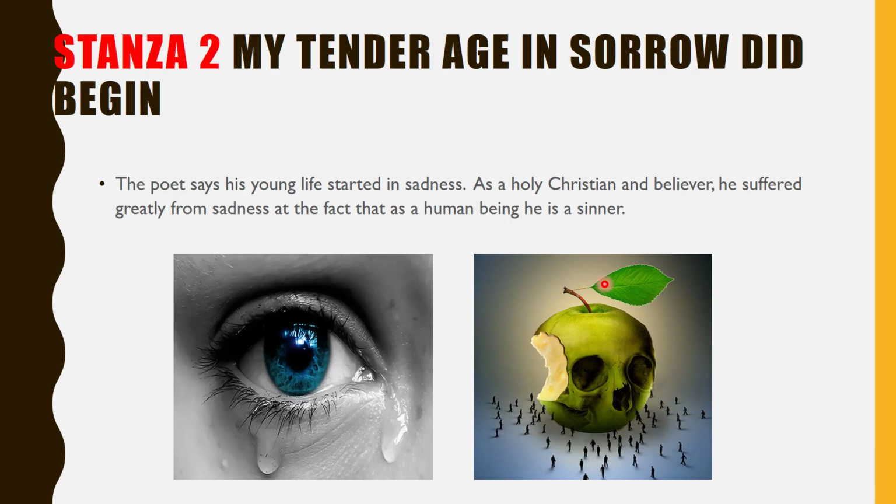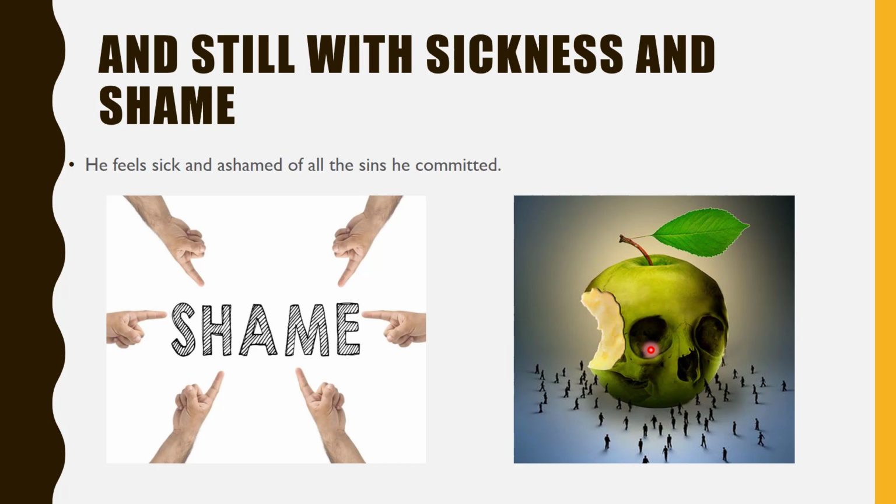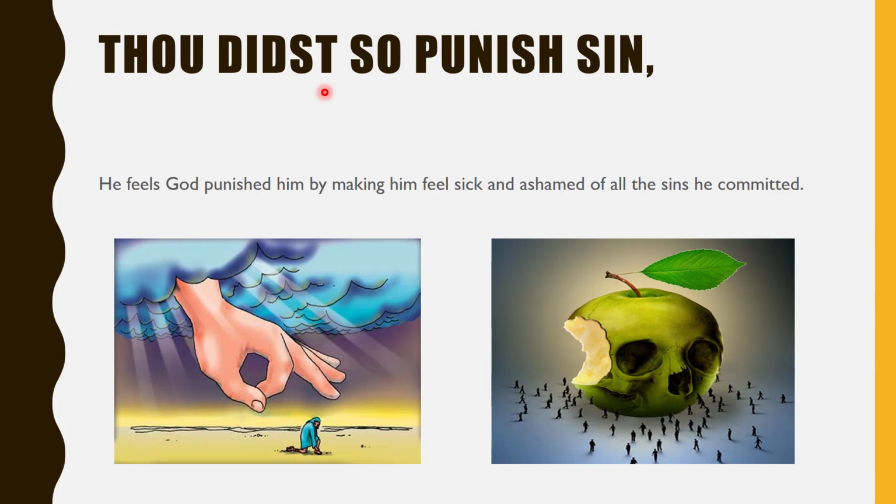Stanza 2, line by line. My tender age in sorrow did begin. The poet says his young life started in sadness. As a holy Christian and believer, he suffered greatly from sadness at the fact that as a human being, he is a sinner. And still with sickness and shame, he feels sick and ashamed of all the sins that he committed. Thou didst so punish me. He feels God punished him by making him feel sick and ashamed of all the sins that he committed.